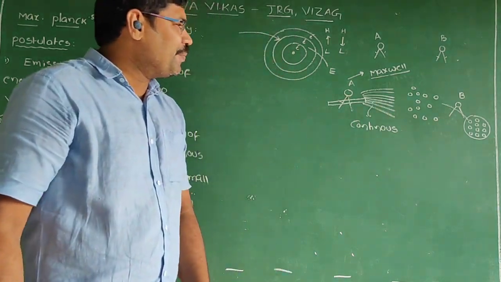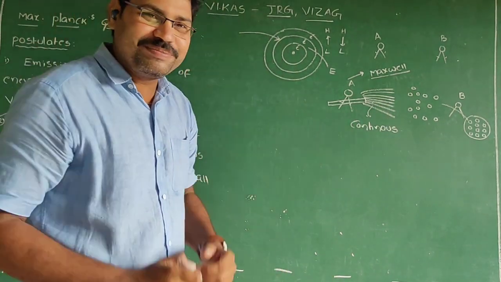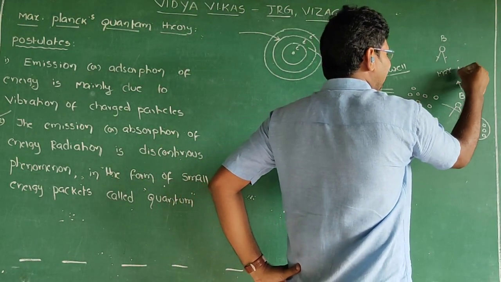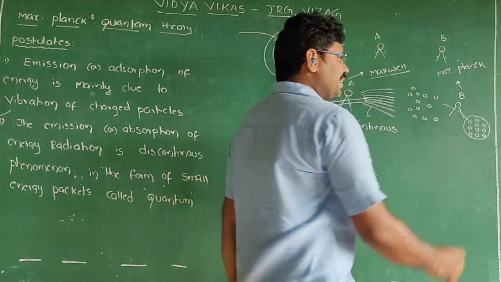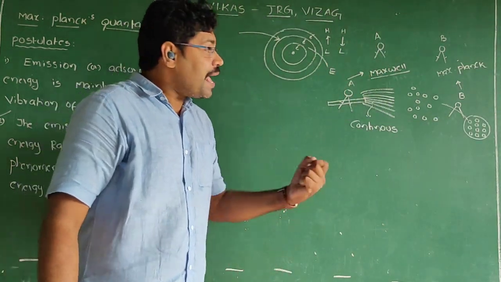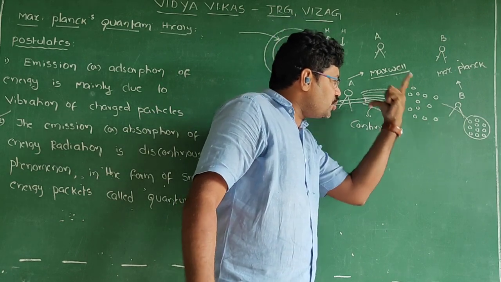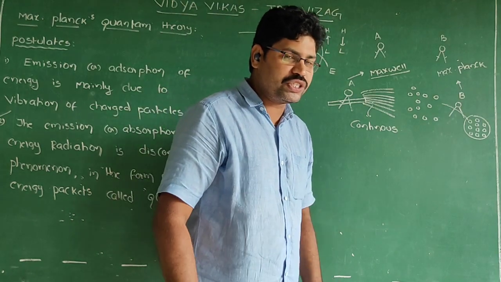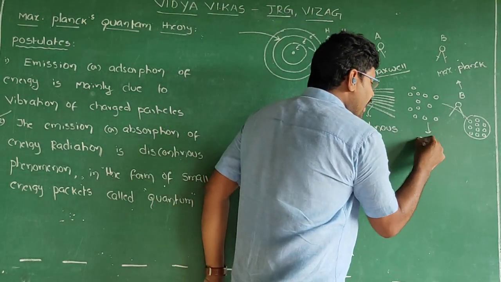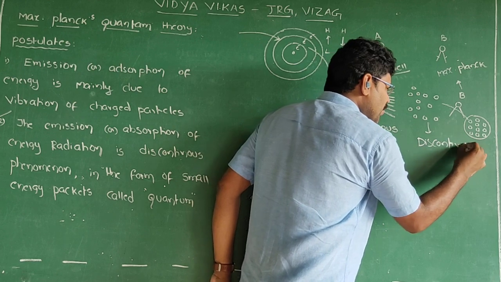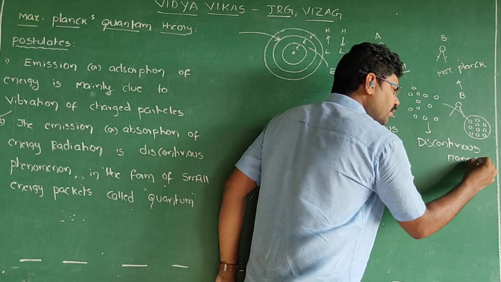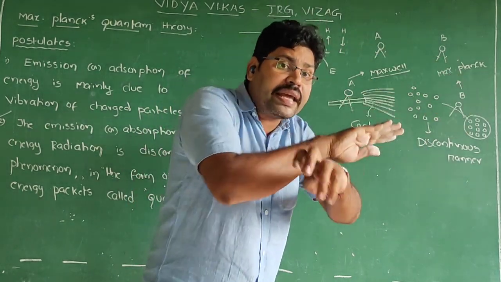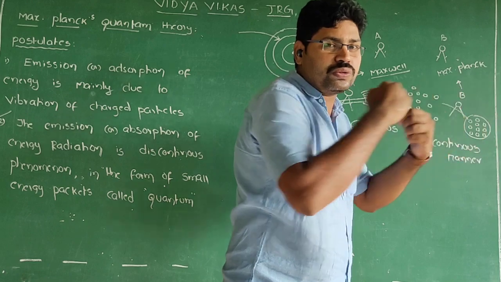Now we are coming to person B. Sir, who is person B, sir? He is Mr. Max Planck. Dear students, he is Mr. Max Planck. Max Planck is also ready to transmit his energy, but not in a continuous manner, dear students, in a discontinuous manner. Just look at what is going on, a discontinuous manner. He throws out small stones one by one, not continuous, it is discontinuous.